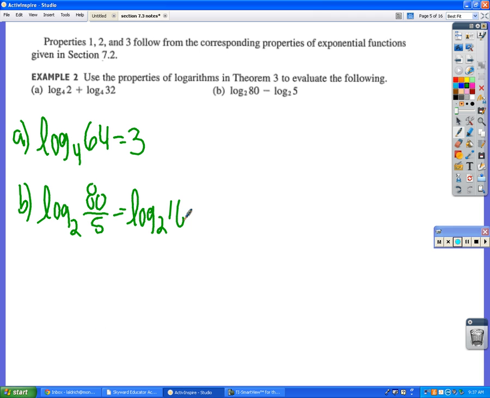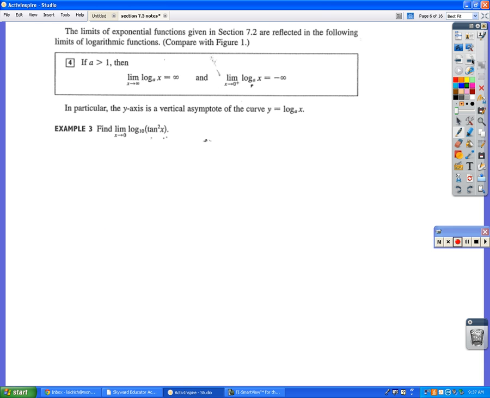Okay, 80 divided by 5 is 16, and 2 to the what power is 16? 4. Beautiful. Okay?